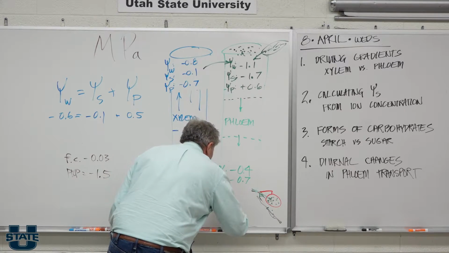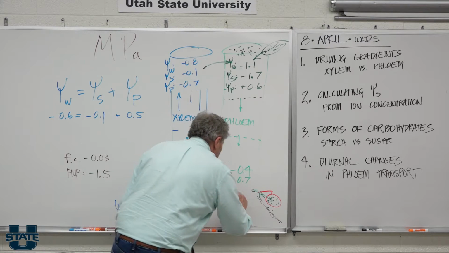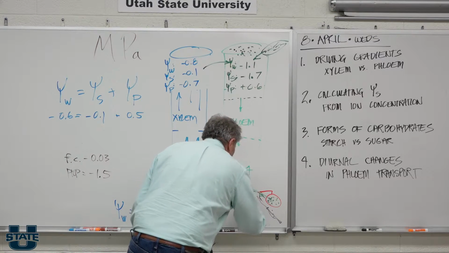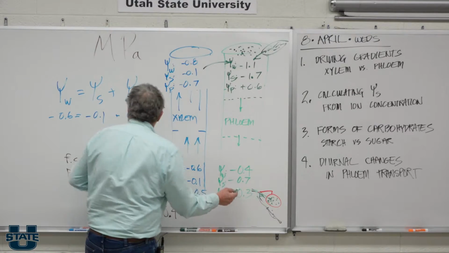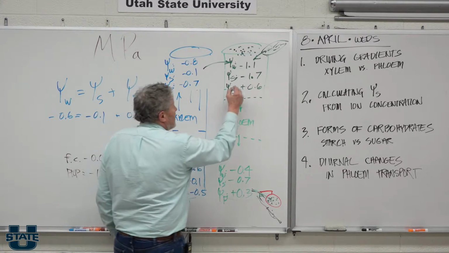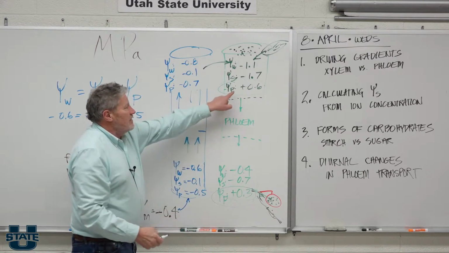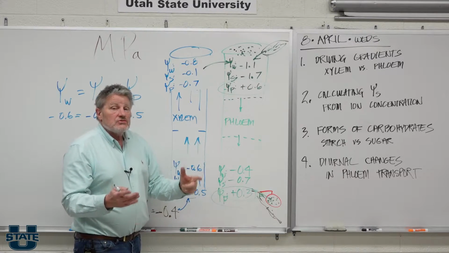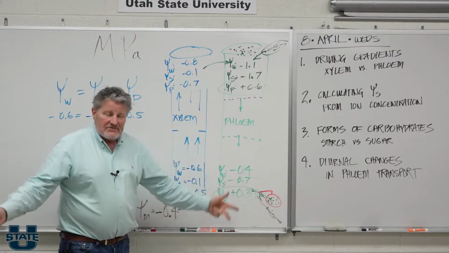And now we do the math. Psi P down here has to be plus 0.3 to make the math add up because of this right here. So look what happens. It's plus 0.6 here, it's plus 0.3. This is a more positive number than this. So this is what we call the pressure flow hypothesis.